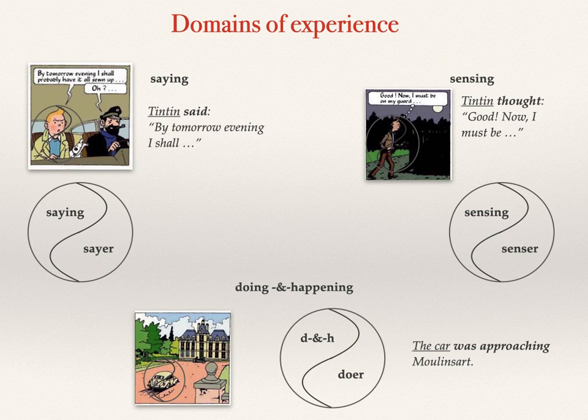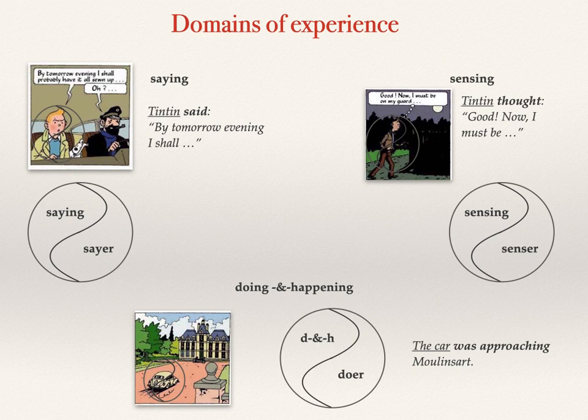And similarly with sensing, we'd say Tintin thought, "Good, now I must be on my guard." So this is represented as one person, the sensor, in the drawing, but separated out when it's construed linguistically in English, for example. Tintin thought, blah, blah, blah.